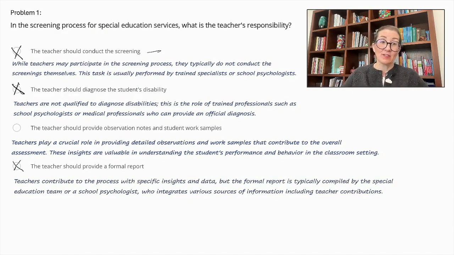Lastly, we have the teacher should provide observation notes and student work samples. Teachers play a crucial role in providing detailed observations and work samples that contribute to the overall assessment. These insights are valuable in understanding the student's performance and behavior in the classroom setting. Thus, the teacher's main responsibility in the special education screening process is to supply observation notes and examples of the student's work to help inform the evaluations conducted by specialized professionals.